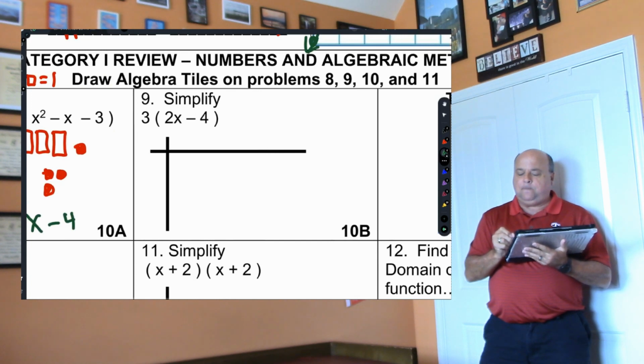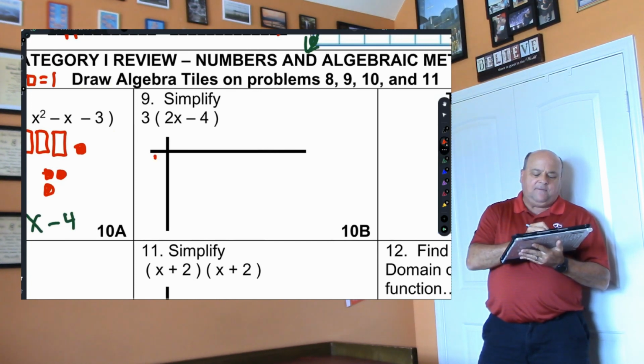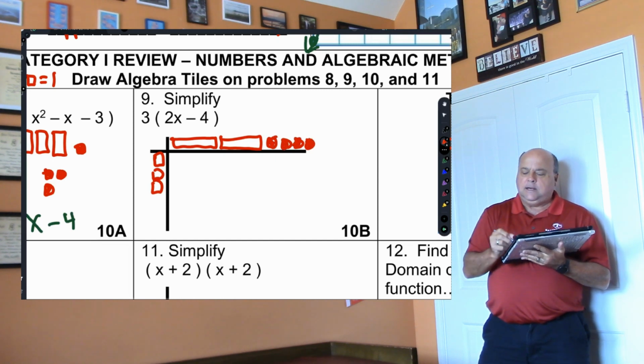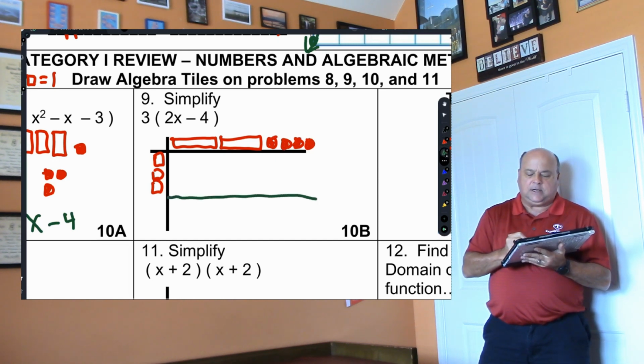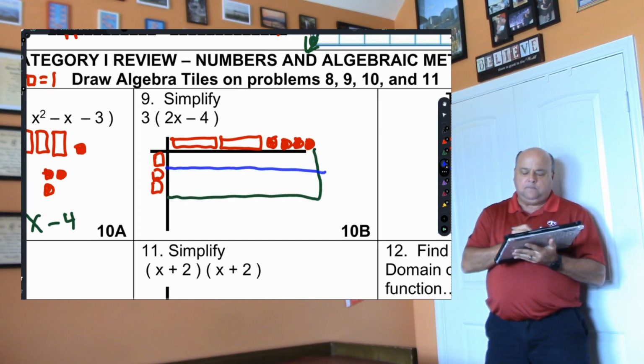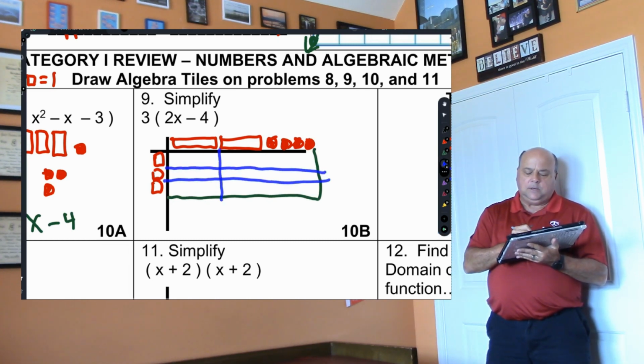Number 9. Okay, I have 3, 1, 2, 3, times 2x, that's 2 rectangles, and then 4 shaded squares. Next step is to draw your answer rectangle. And the next step is to slice it up, right? So I'm going to slice it up like this.